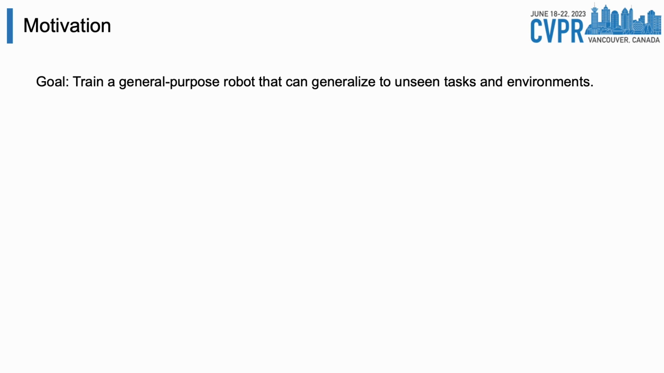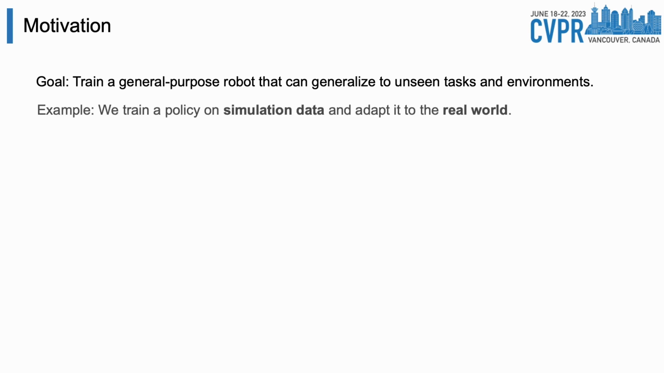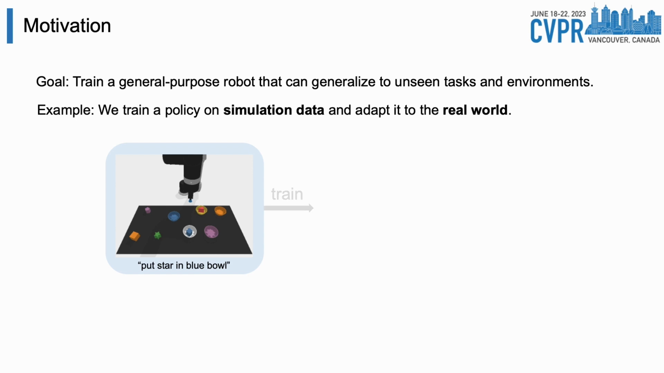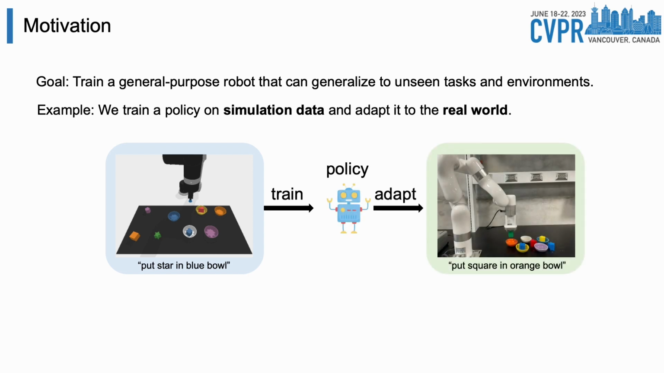Our goal is to train a general-purpose robot that can generalize to unseen tasks and environments instead of learning individual tasks one at a time. For example, we can train a policy on simulation data and adapt it to the real world. It is challenging because of the huge simulation-to-real gap. In this work, we focus on language condition policy. It means that the policy takes the language instruction as input and predicts action.